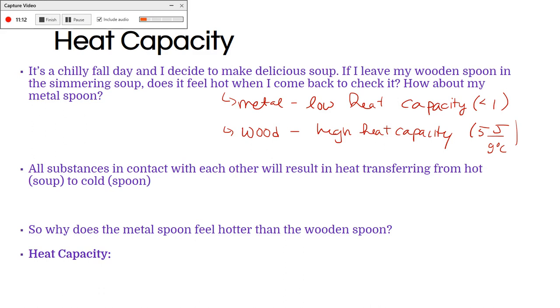Okay, and so the idea here is that any 2 objects in contact with each other will transfer heat. If I put an ice cube into a cup of tea, the ice cube warms up, the cup of tea cools down, and they both end up at the same temperature in the end. These 2 objects feel at different temperatures because they transmit heat differently. That's the concept, heat capacity.